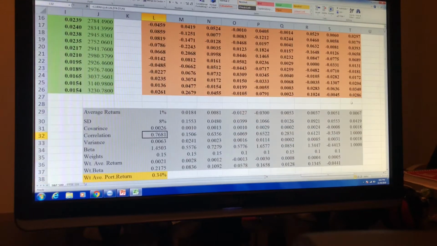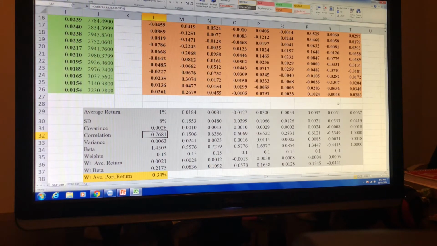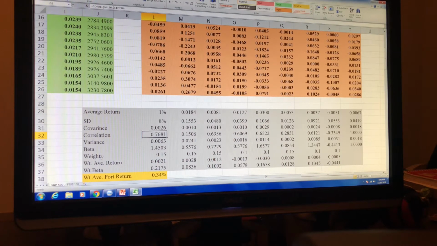The T-bill section right here had a negative return, which means that for every time the S&P would go up, the T-bills would go down, and then vice versa. If the T-bill price went up, the S&P would often go down.